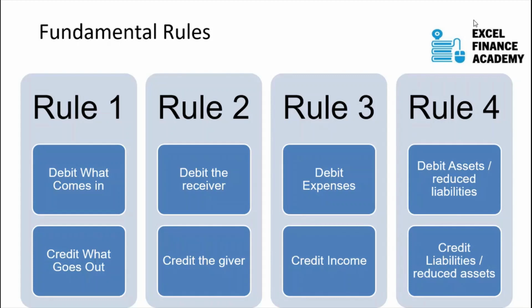I have a question. I don't really understand rule number 3. Debit expense and credit income. Yeah, because you said debit is what comes in, and expense is what you give. So why is debit the expense? Okay, debit expense, that's why it's a rule, because rules are rules.